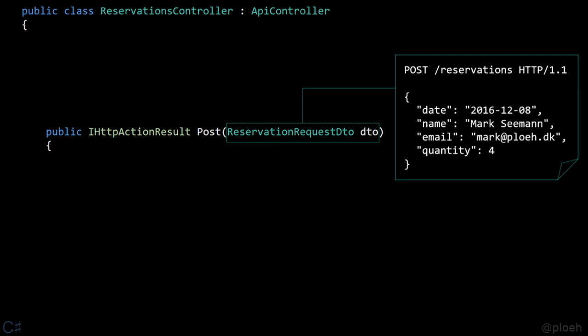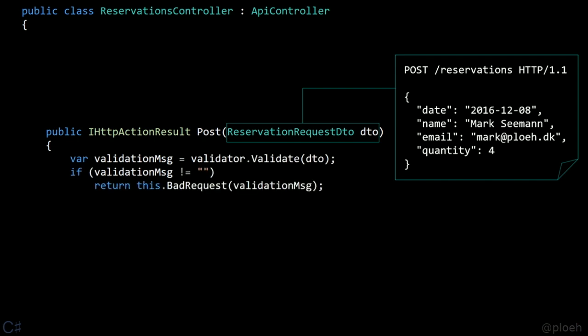Right. So the first thing we want to do is validate the input. If you do this the object-oriented way, maybe you have some sort of validator object, and you can call validator.Validate, and then it'll return a message. In this case, the design is such that if the validation message is anything but empty, we consider that to be a validation failure, and we'll just return 400 Bad Request.